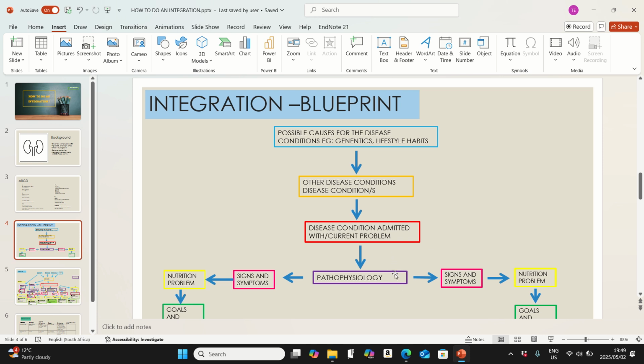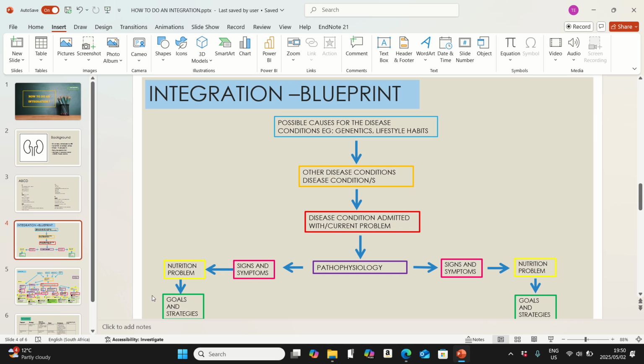So I think it's quite an important part of the integration. Everything links and flows nicely and we understand why the signs and symptoms occur. We can't say decreased oral intake related to AOCD, CKD, sorry. You can, but sometimes it just doesn't flow that nicely, as we'll see in this case study. Okay, so the pathophysiology, then your signs and symptoms, and then your nutritional problem, and then your goals and strategies.